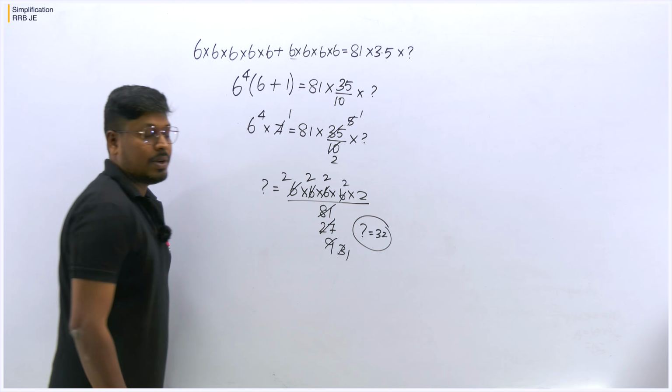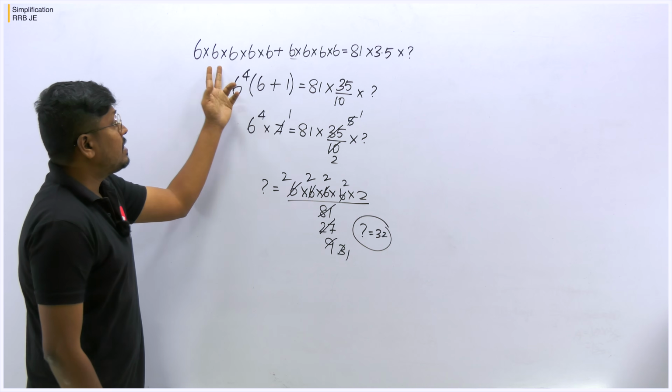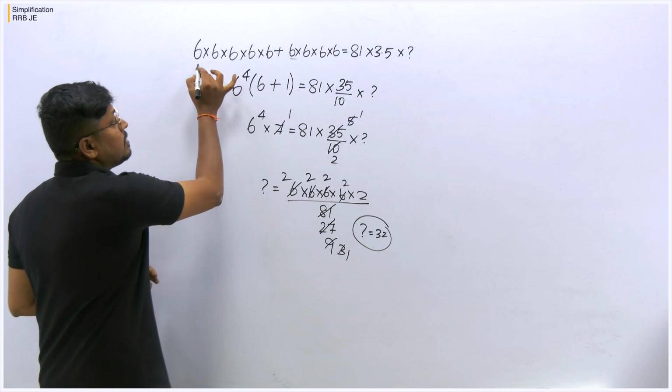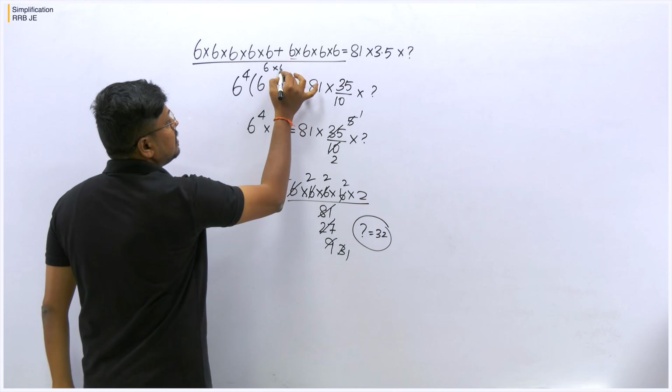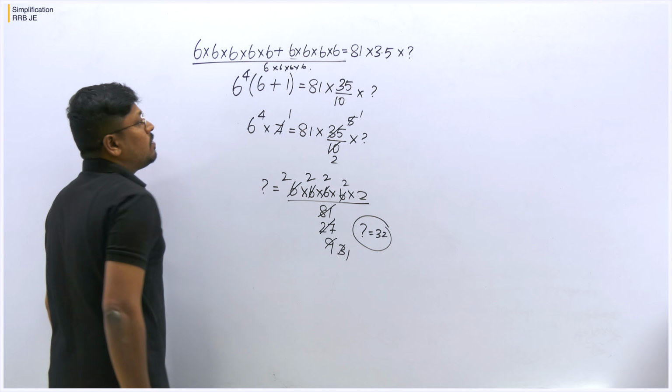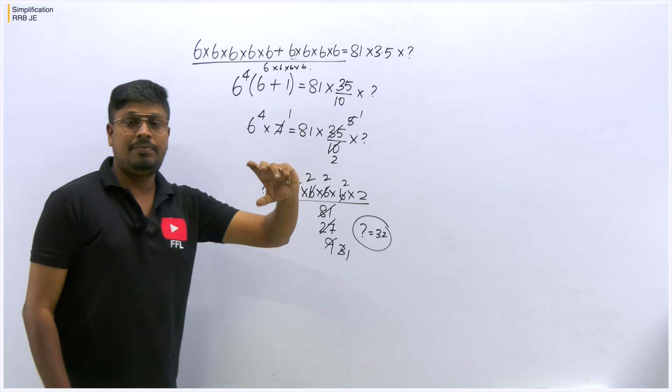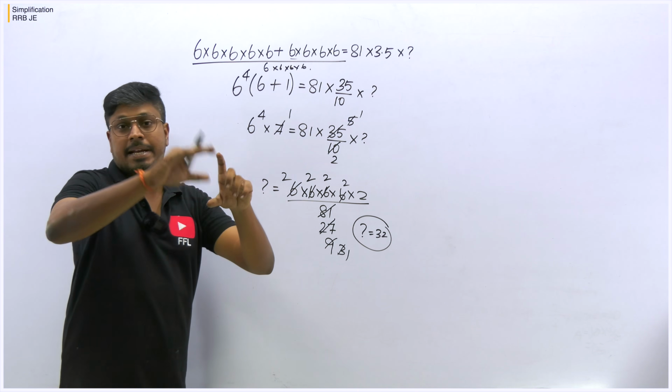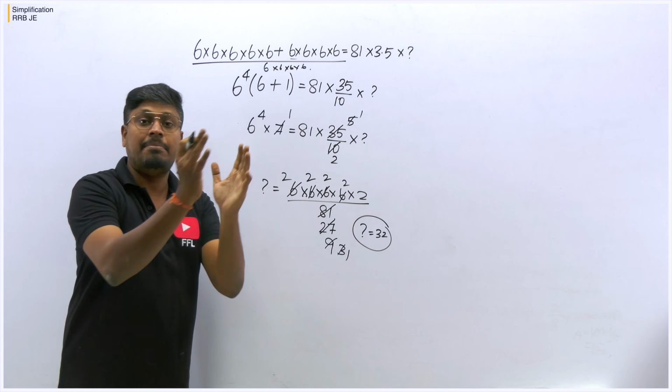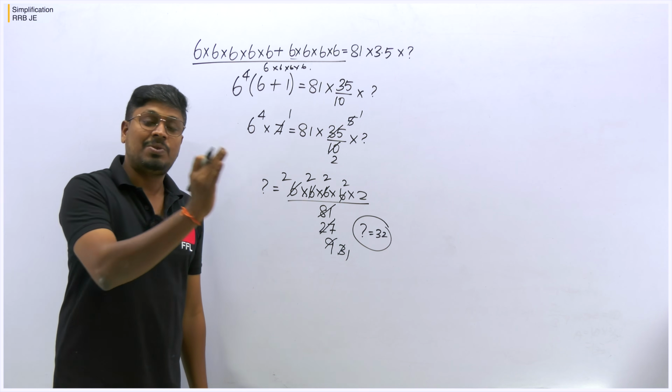So friends, understood or not, right? If you see a question like this, I have seen many questions with division, and also there will be some numbers like 6 into 6 into 6 into 6. Do not sit and multiply all the numbers. Always, if you see the same number multiplied many times, try to take that number outside as common so that you can solve the question easily.